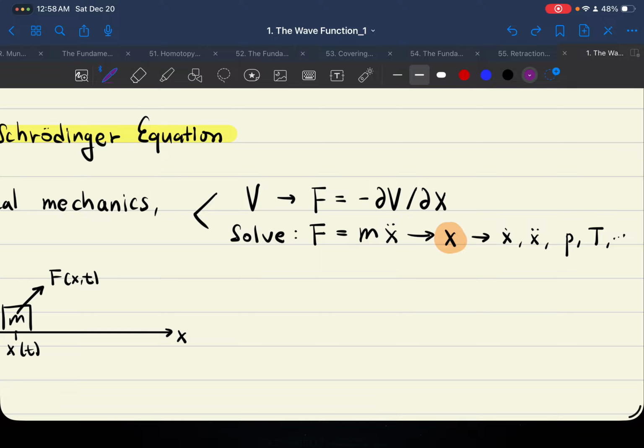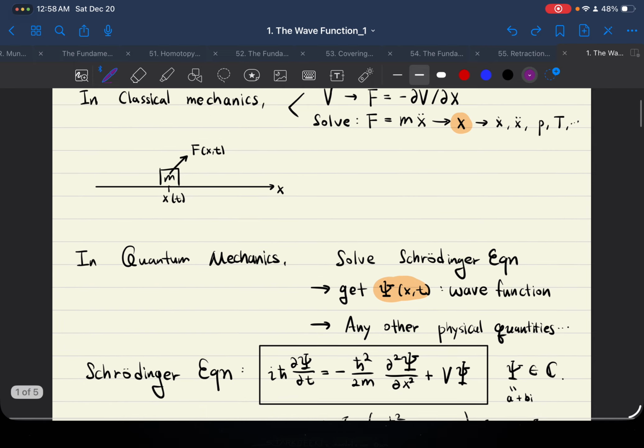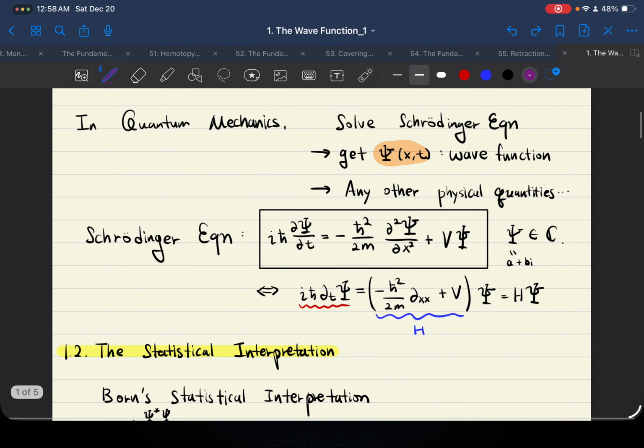When you find the position of the particle, the other mechanical quantities come out: x dot, velocity; x double dot, acceleration; p, momentum; and T, kinetic energy. However, in quantum mechanics, we choose another method. First of all, we solve the Schrödinger equation, and then we get a wave function, psi(x,t), and then any other physical quantities come out.